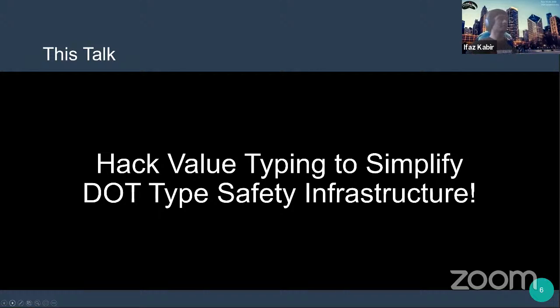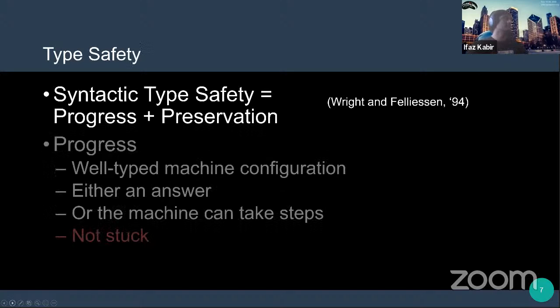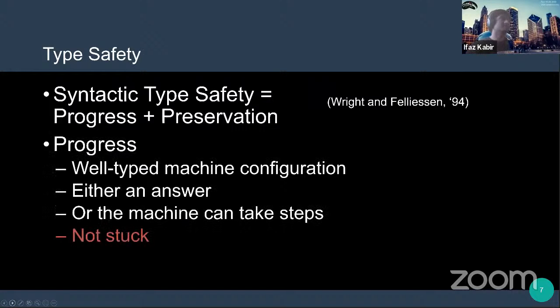So in this talk, I'm going to be talking about how good bindings can be used to simplify the DOT type safety infrastructure. So what is type safety? Type safety is just proving the progress and preservation lemmas. I'm mostly going to be talking about the progress lemma, although similar ideas apply to the preservation lemma. So what is progress? Progress says that if you have a well-typed machine configuration, then you're either done with all your computation and you've reached an answer, or the machine can take further steps. And the main thing is that the machine is never stuck.